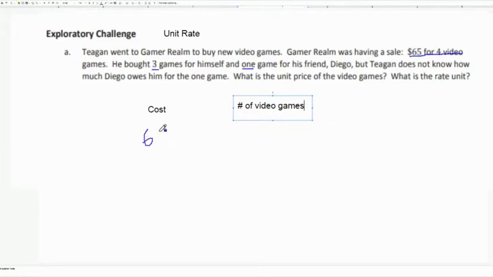So of course the cost is $65, and then here is 4 games. Remember, we want to know how much it costs for just 1 game, because Diego owes us for the 1 game. So we want to convert this from 4 to 1, and by doing that, we divide by 4. So we have to divide this by 4. We want to see how many times 4 can go into 65. Remember, 4 would go on the outside, 65 would go on the inside.